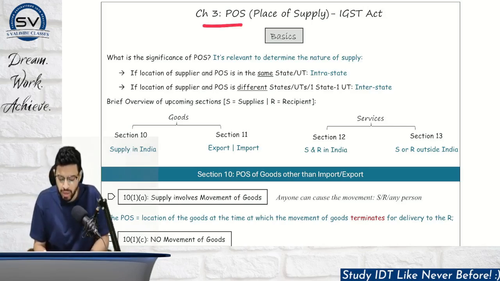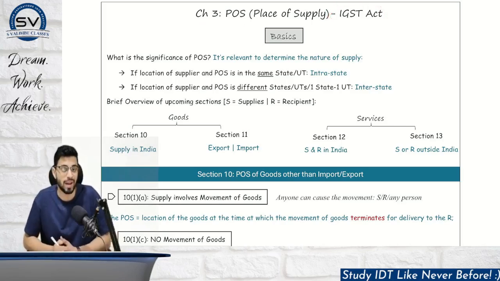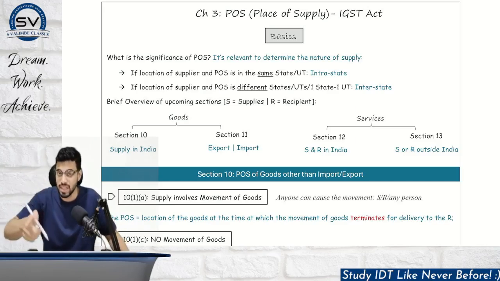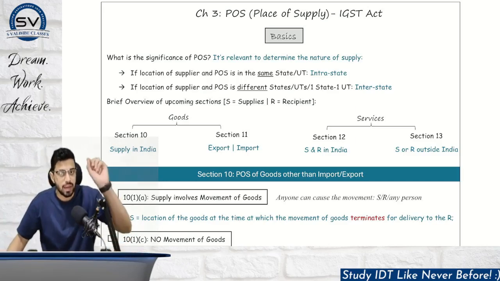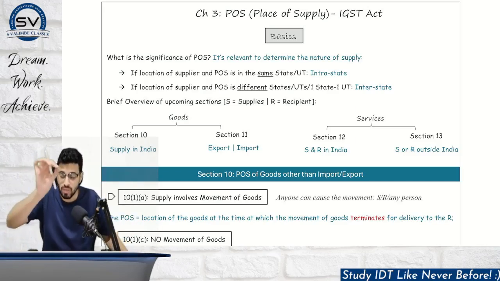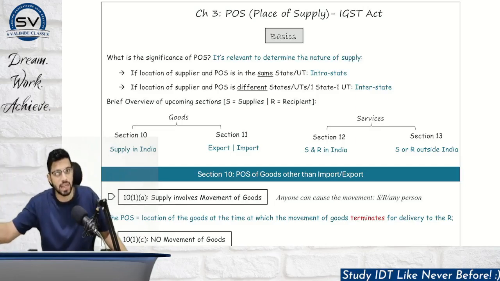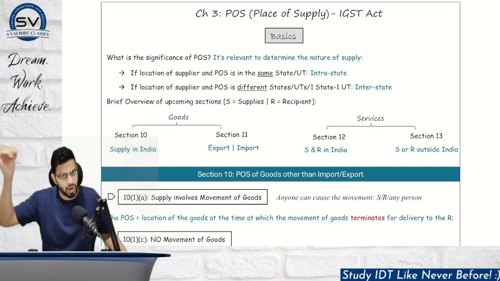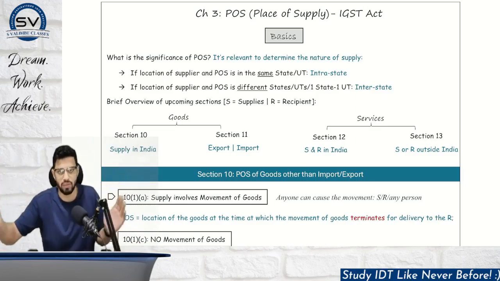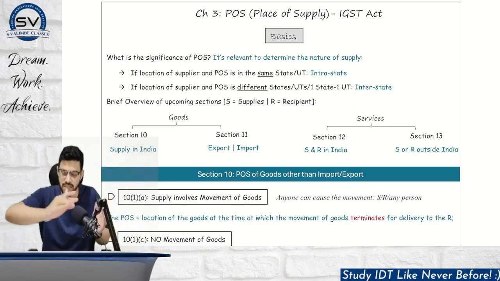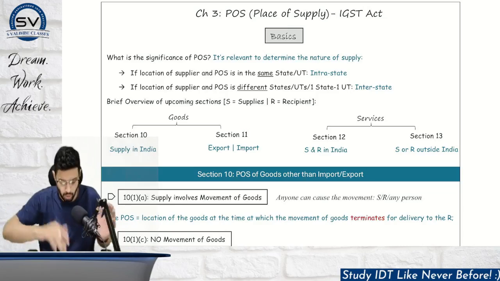Okay, first try to understand what is the significance of place of supply, as to why understanding and determining the place of supply is important, because on the basis of place of supply, we are going to analyze whether the transaction is an intrastate transaction or an interstate transaction. Intrastate transaction means the location of the supplier and place of supply is in one state or union territory, and interstate means it is in different states or different union territories or one state and one union territory. For that, section number 7 and 8 will come in this chapter only, right?